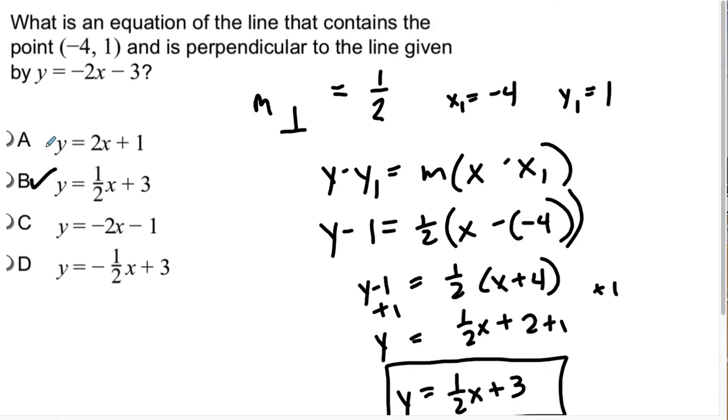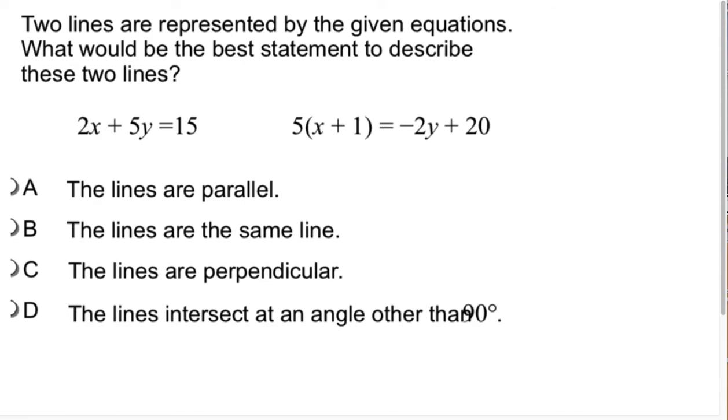Okay, let's take a look at another example. It says these two lines are represented by the given equations. What would be the best statement to describe these two lines? Okay, so 2x plus 5y equals 15 is in standard form, and this is some sort of a form that's neither standard, slope-intercept, or point slope. So let's choose one form so that we can quickly identify where we can quickly identify the slope, which is the point slope form or the slope-intercept form. And right now, it's easier for us to leave it at slope-intercept form, y equals mx plus b.